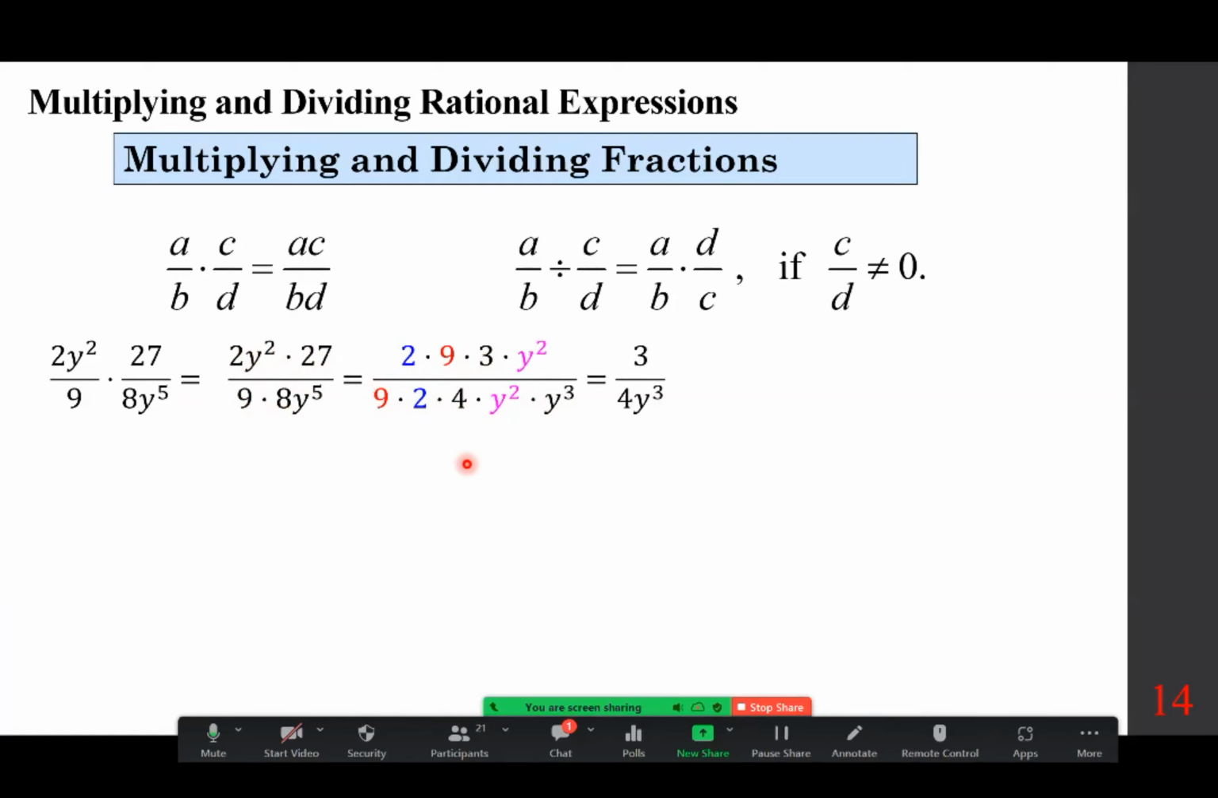The reason you do it this way is so you can cancel this 2, this 2, and this 2. Let me do that. So 2 and 2, 9 and 9. You cancel it, and whatever is left is the answer.